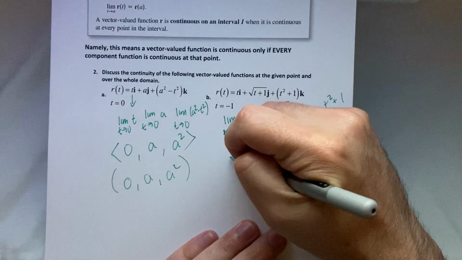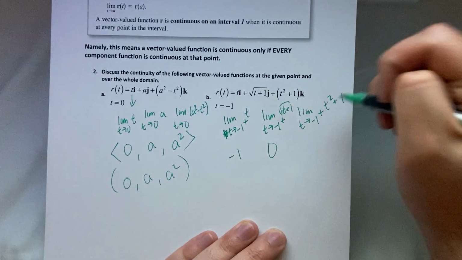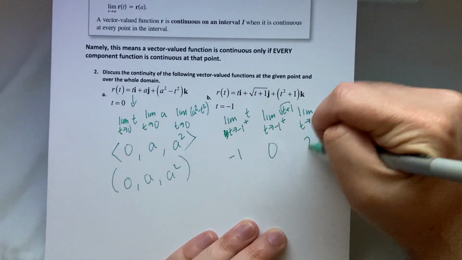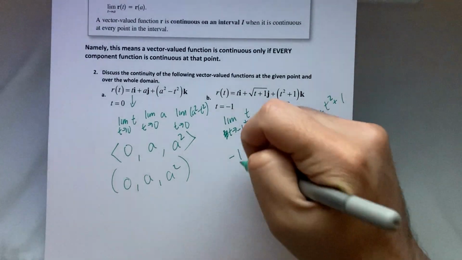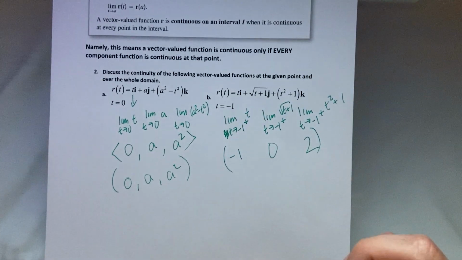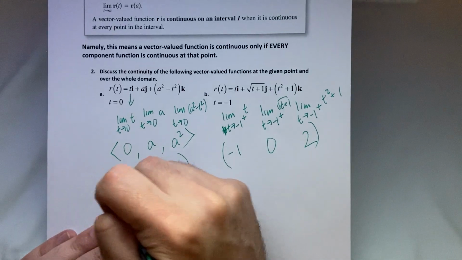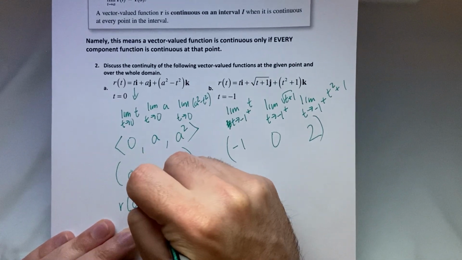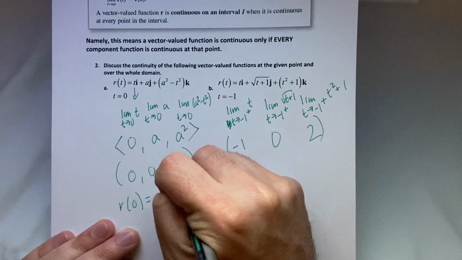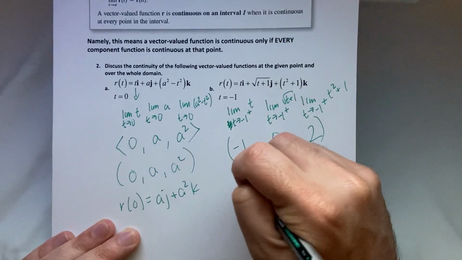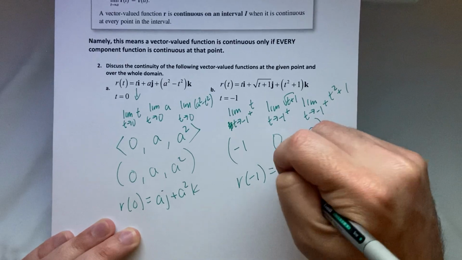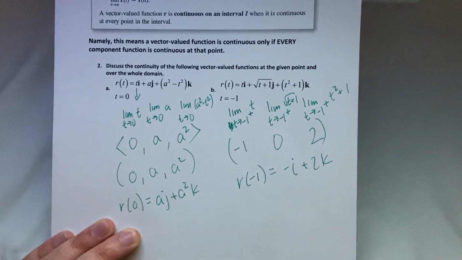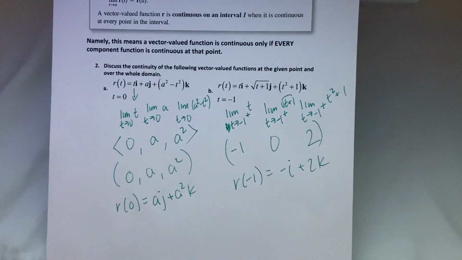And so this becomes -1, this is 0, and this one is 2. So it's the point (-1, 0, 2). You could also call both of these in vector form. r of 0 equals aj plus a squared k. Here, r of -1 equals -i plus 2k. And that is it for 12.1.